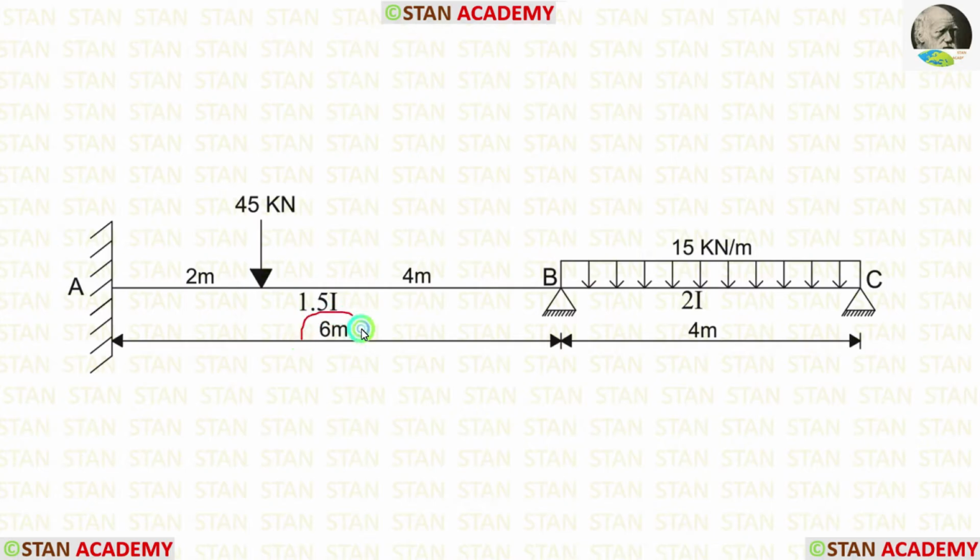Span AB is 6 meters long and span BC is 4 meters long. The moment of inertia for the span AB is 1.5 I. For the span BC, the moment of inertia is 2I.